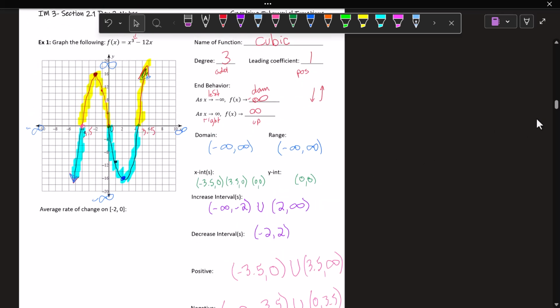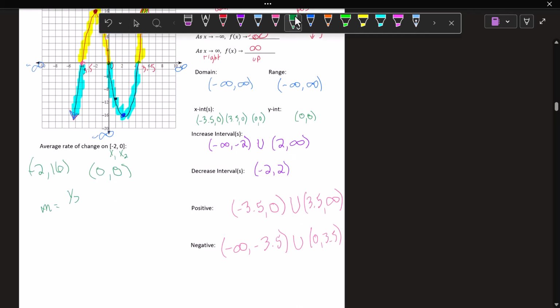The last thing for this problem that we need to do is find the average rate of change on -2 to 0. Now these are both x values. So -2, comma something, and 0, comma something. And we're just going to find the slope on that. So if we go -2 on our x, we get a y of 16. That was our point. And 0, 0 was our point.